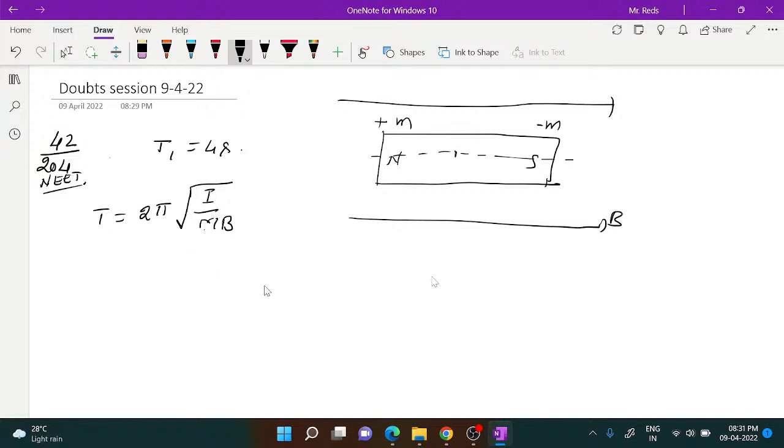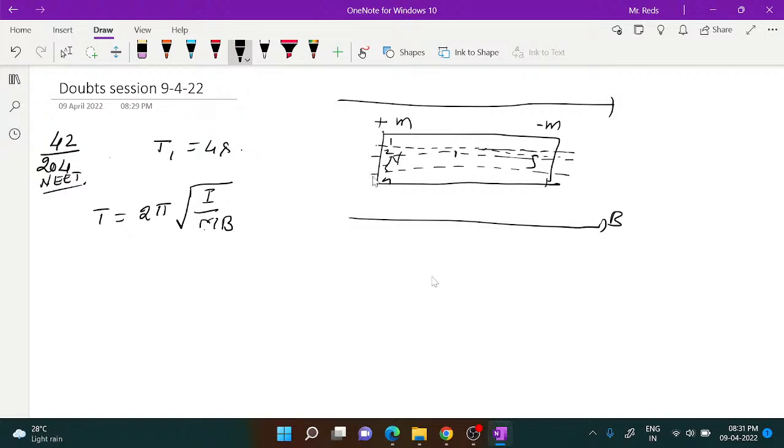Now the next point: the bar magnet is cut parallel to its length into 4 equal parts. If you cut along this axis, it becomes 2 parts. 4 pieces means 4 equal pieces. So you make one cut here, giving 1 and 2, and one more cut, so that you get 1, 2, 3, 4 pieces. It becomes 4 equal pieces.